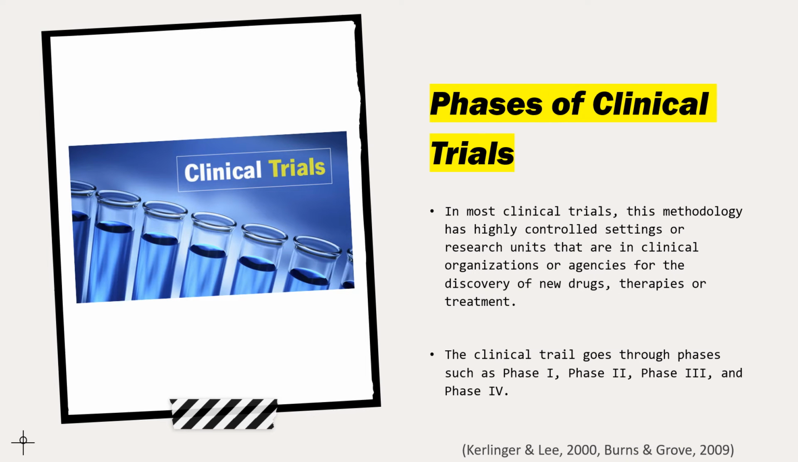So next, we will go on to look at the phases of clinical trials, which is part of, as we're looking at randomized controlled trials, and clinical trials fall under that. So in most clinical trials, this methodology has highly controlled settings or clinical research units, and especially those organizations are normally used for the discovery of new drugs, therapies, or treatment. And the clinical trial goes through phases. So we have phase 1, phase 2, phase 3, and phase 4, and it goes on.